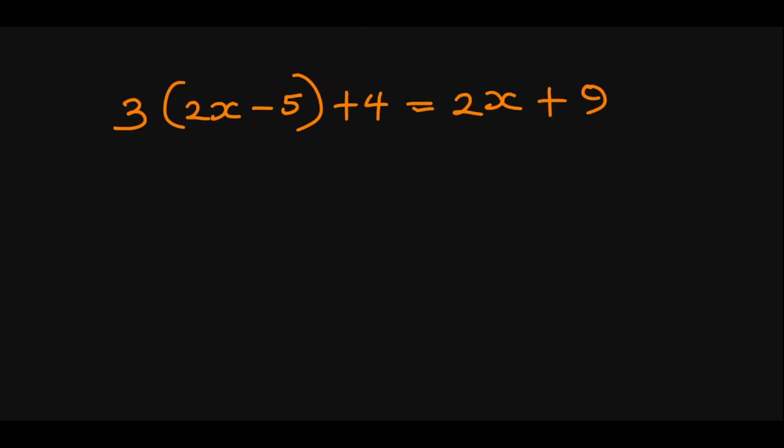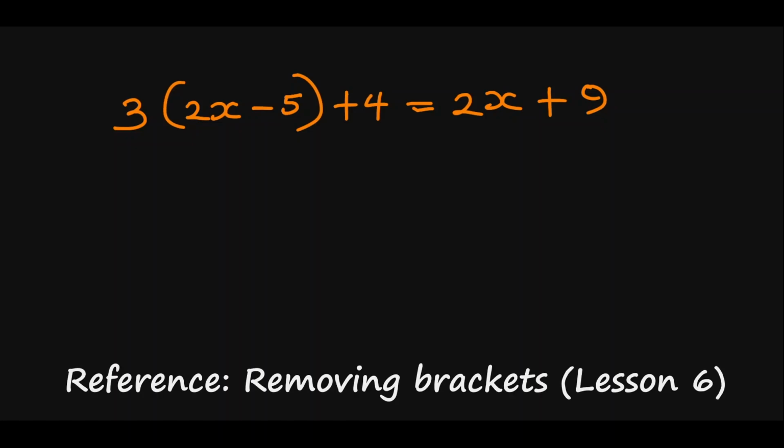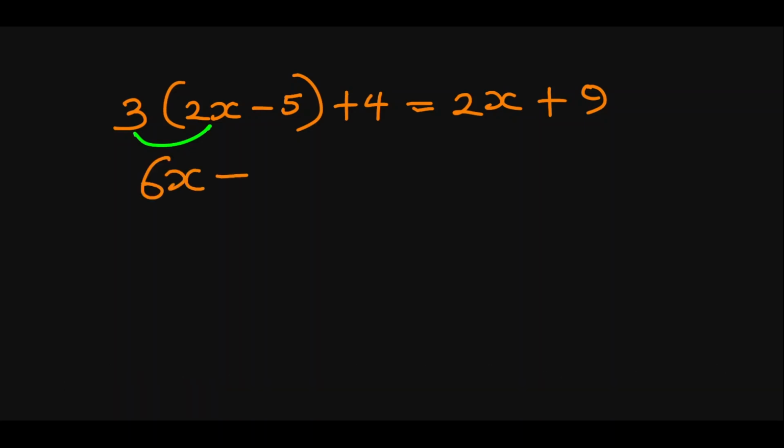Now look at this example. 3 is multiplying the bracket of 2x minus 5, then plus 4 is equal to 2x plus 9. Now, as we've been saying throughout this series, whenever you see brackets, you have to take off the brackets to make the equation easier on the eyes and to even know what next to do. So we are going to expand the brackets first based on lesson 6 where we did removing brackets. So this gives us 6x minus 15 plus 4 is equal to 2x plus 9.